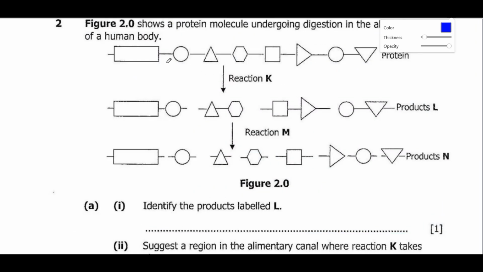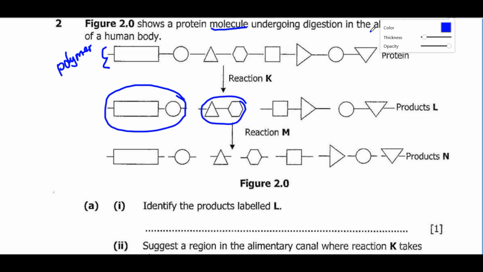Right, so we can go to question 3. Figure 2.0 shows a protein molecule undergoing digestion in the alimentary canal of a human body. So the molecule that we are dealing with is a protein. And if you look at organic chemistry, a protein is a polymer. Since it's a polymer, therefore it is a long chain molecule, as we can see from the diagram. Then we have this reaction K. So reaction K helped the long chain protein to be broken into 2 parts. So we can see we have 2 here, 2 here, then 2 here, 2 here. So reaction K is just ending at the product of 2, 2.